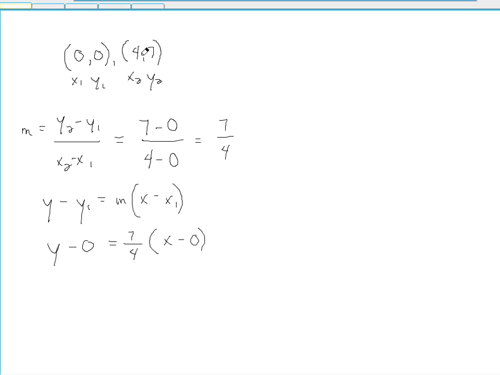And by the way, if you plugged in 4 for x and 7 for y, you'll get the same answer no matter what. Look what you have over here on the left side of the equation. You just have y. It's already solved. And over here in the parentheses, you just have x. So it's 7/4 times x. There's your equation.